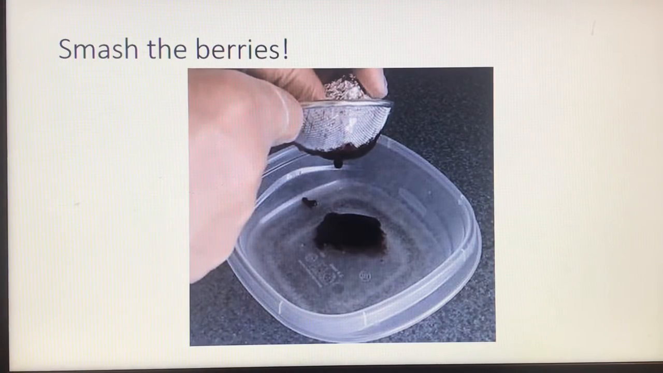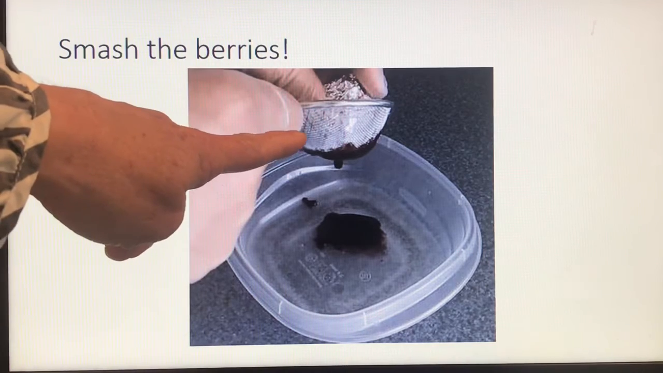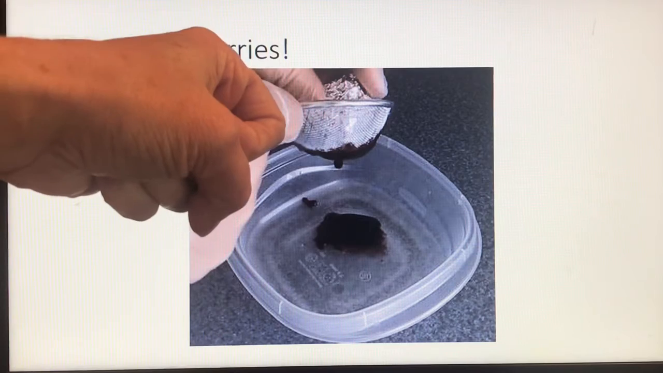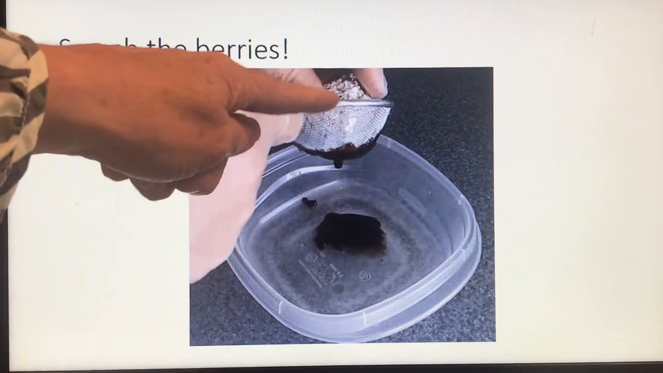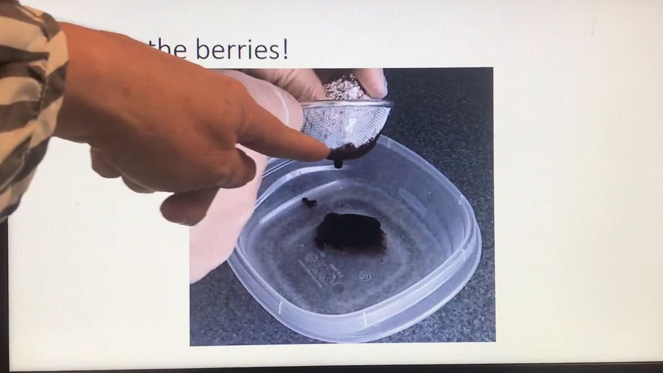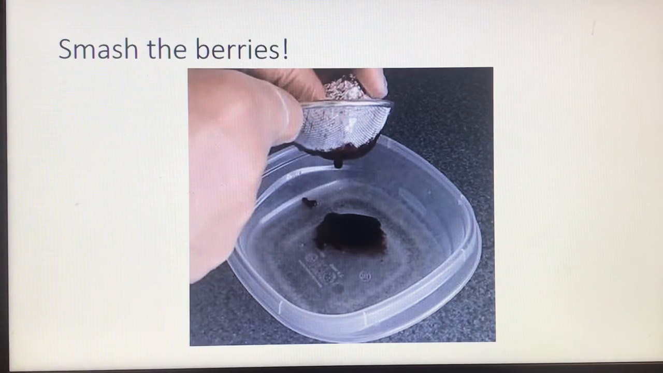So the first thing that you do is you smash the berries. And here, in this example, the person is using a strainer, and this is just a bunch of aluminum foil that's rolled into a ball that they're using to push the berry, this is a blackberry, to push the berry through so that the juice comes out into the container. So you're really just using the juice part of the berries.